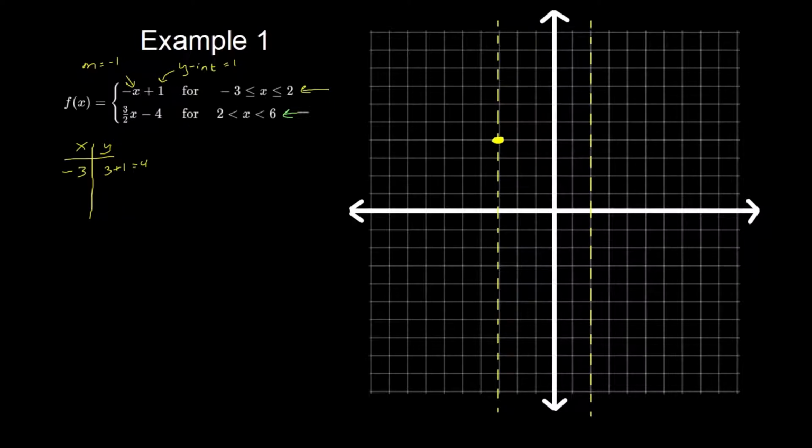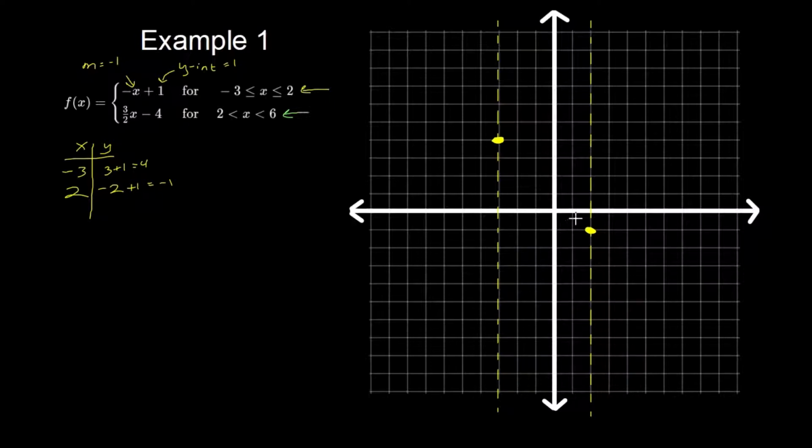Next, I'm going to go ahead and do a 2. So plugging in 2, I get negative 2 plus 1, which gives me negative 1. So I know the point (2, negative 1) is on my graph. Again, it says or equal to, so I'm going to go ahead and put a closed dot.